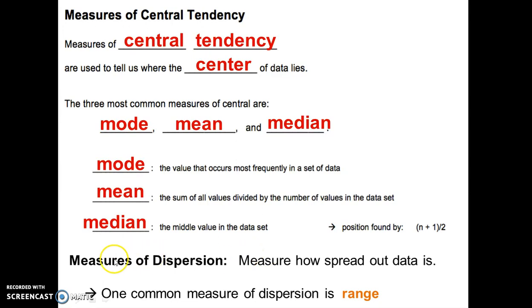There's also other measures called measures of dispersion. Central tendency tells you where the middle of data is. Measures of dispersion tell you how spread out data is. One very common measure of dispersion is called range.